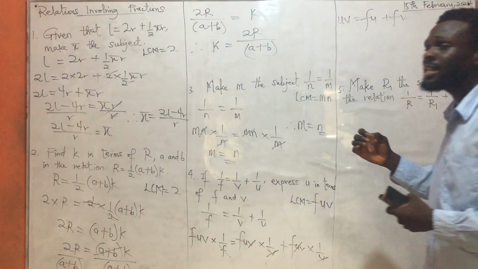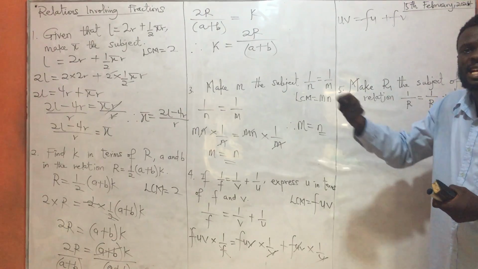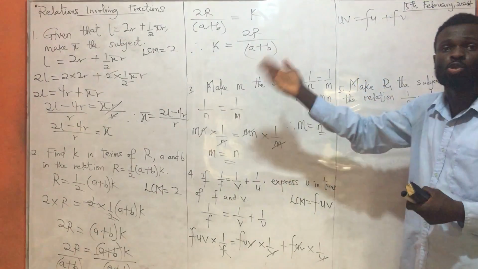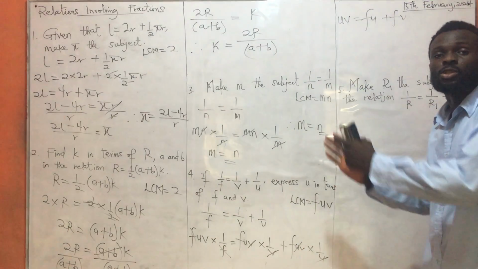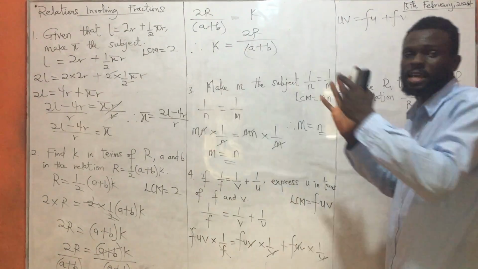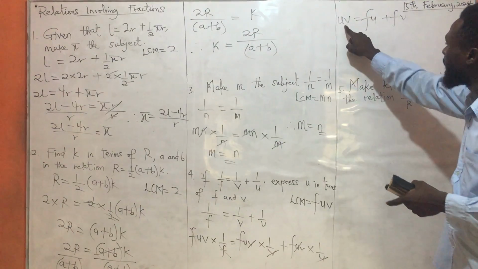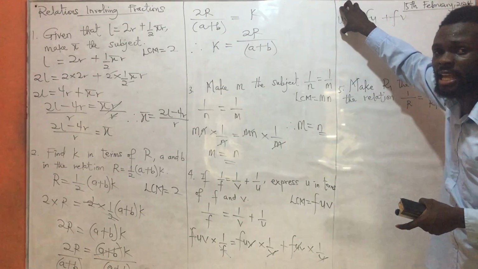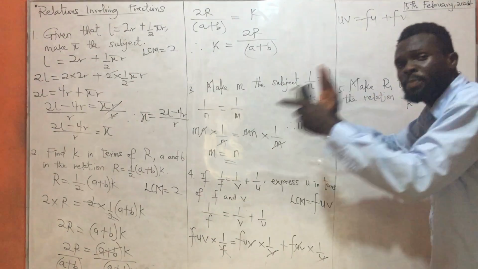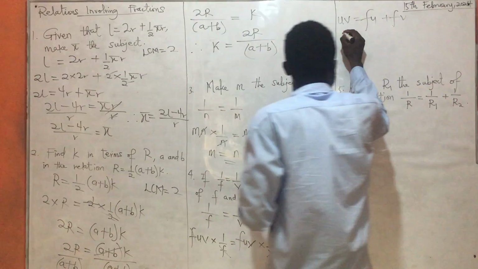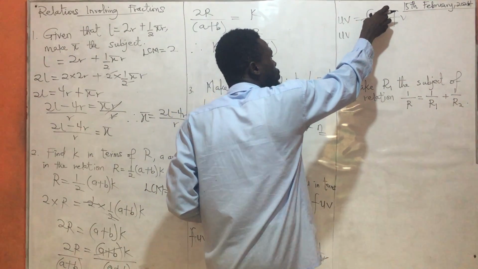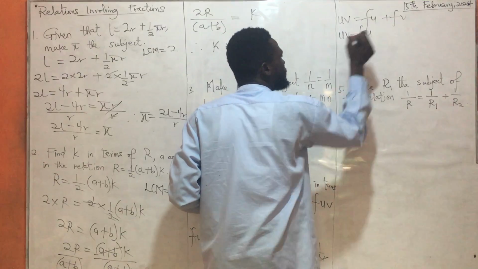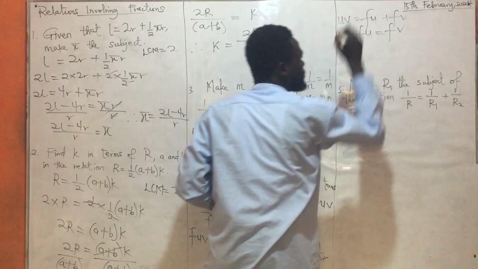Now, last time we said that when you are making a variable the subject, and you notice that you have the variable in more than one term, just group all the terms with the variable at one side of the equation. So I'm making U the subject, but U is here, U is also here. So since U is in this term and U is also in this term, then I'll let all the terms with U be at one side of the equation. So this is going to be UV, then the FU will have to join. But because the FU is positive and is crossing, it becomes negative FU, which is equal to FV.